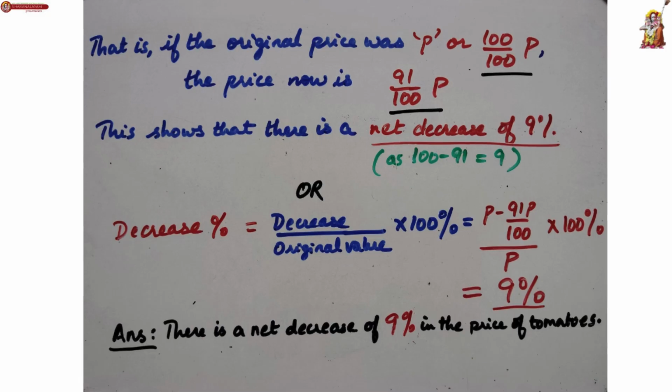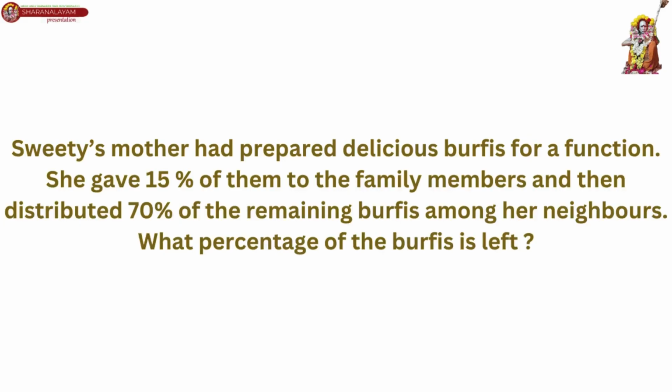The other way is using the formula. Decrease percent will be equal to decrease upon original value into 100%. That is equal to, in this case, P minus 91P upon 100, the whole upon P into 100%. That also is equal to 9%. There is a net decrease in the price, and that decrease percent is 9%. So, 9% decrease in the price of tomatoes. Next question.